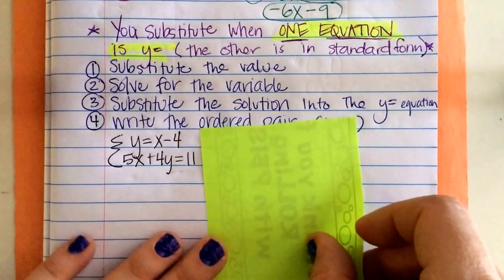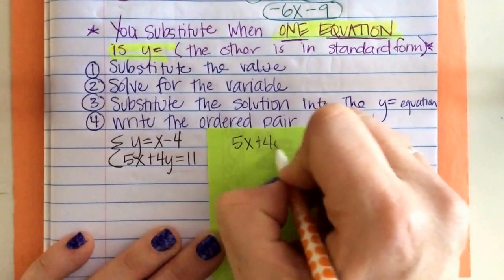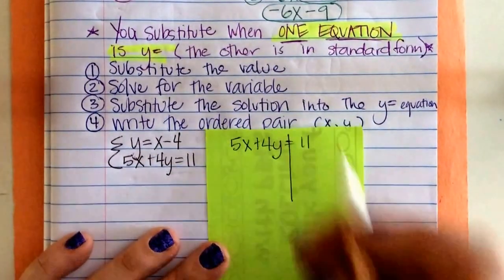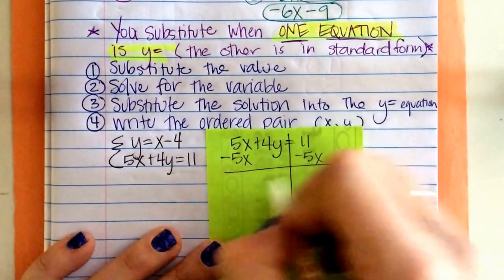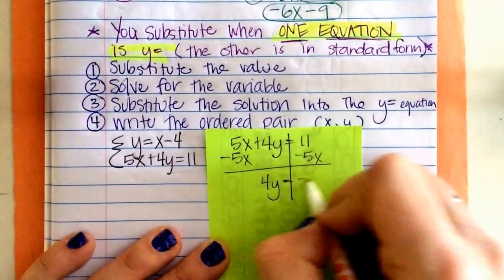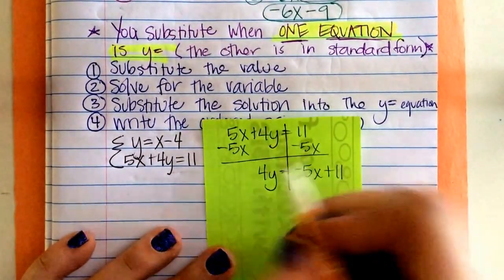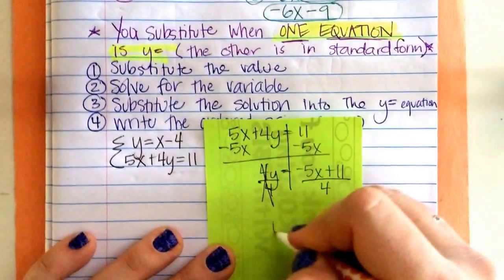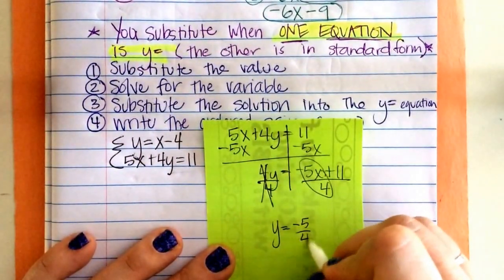You don't have to write this down, but watch. 5x plus 4y equals 11. How do you get y alone? Minus 5x from both sides. 4y equals negative 5x plus 11, correct? Yeah. Then I divide by 4. y equals negative 5 over 4x.